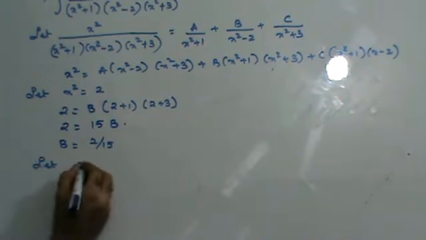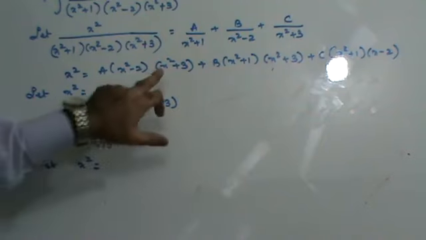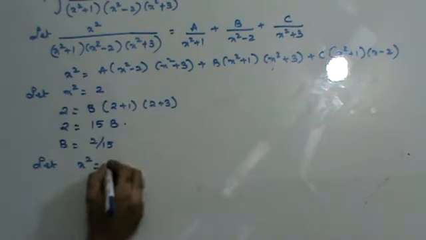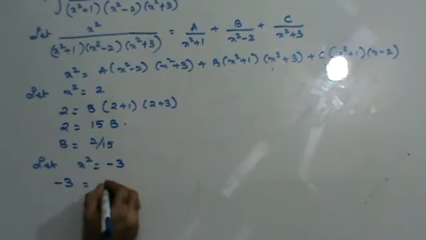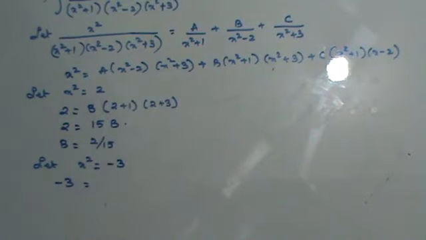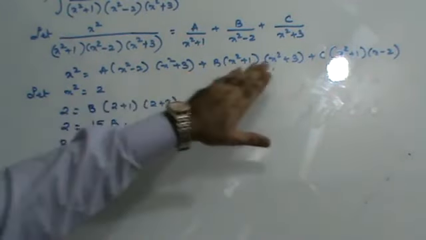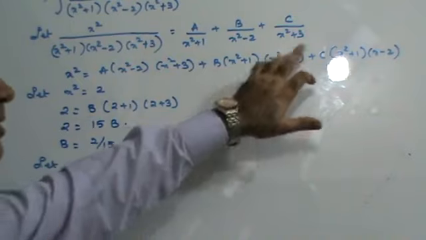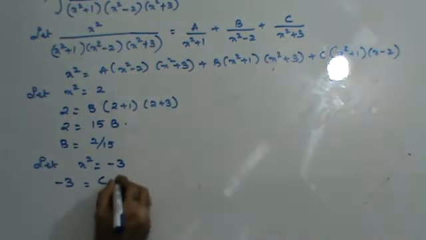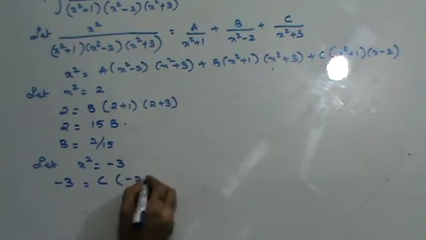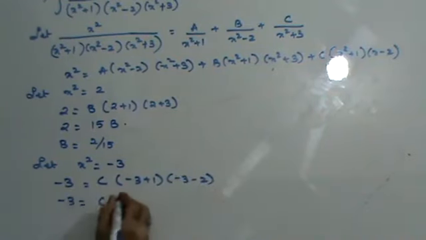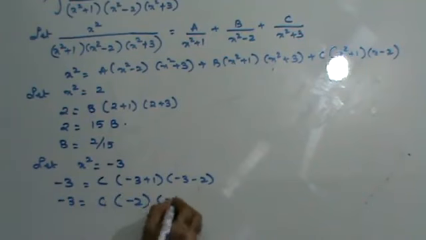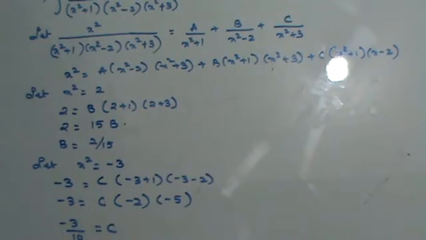Let's make the second bracket 0. I want to make this bracket 0, so let x square be equal to minus 3. So you will get minus 3 plus 3, therefore this term becomes 0. The last term, c: this is minus 3 plus 1, minus 3 minus 2. Minus 2 times minus 5 is 10. So minus 3 upon 10 is c.